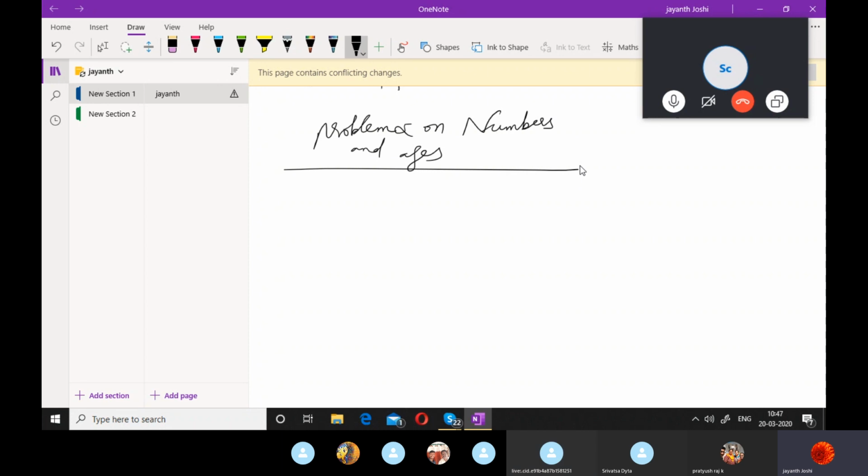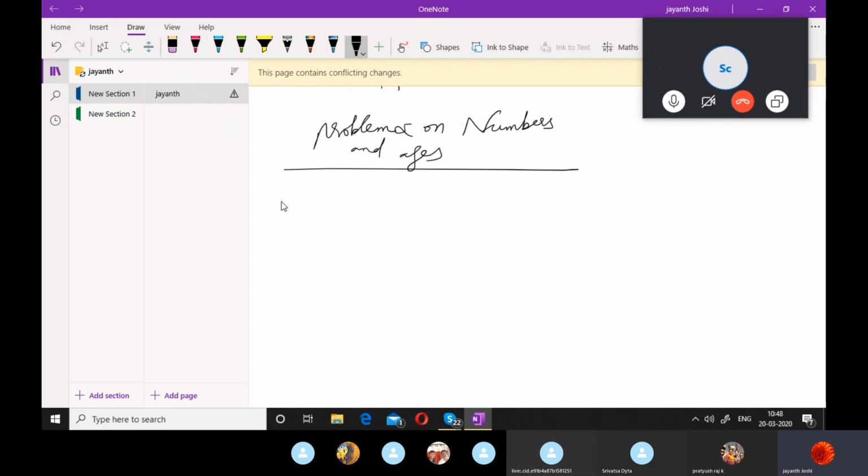So this is your topic of the day for today, from the quant section, from mathematics. Okay, problems on numbers and ages. I'll put an example in front of you, and we'll see how to do this example. Let's see some basics regarding this chapter.